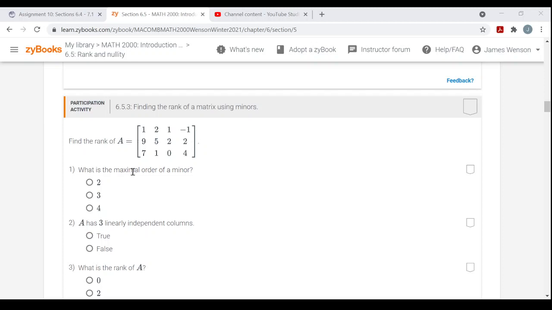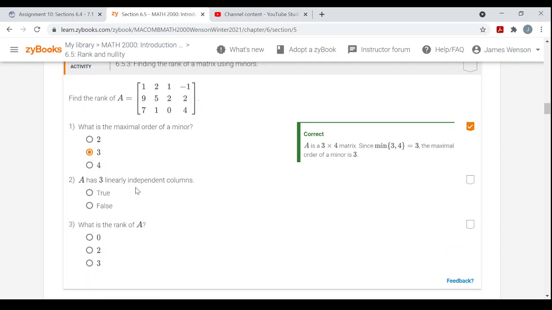They're saying, what is the maximal order of a minor? Well, it's a 3 by 4. So you can't make a 4 by 4 matrix out of this. The largest submatrix you could get would be order 3, a 3 by 3, which again is the smaller of the two, row number or column number.